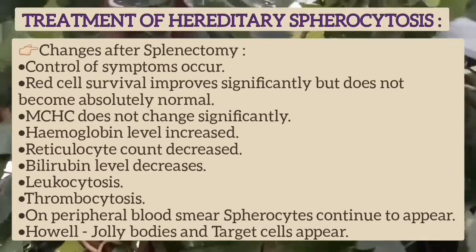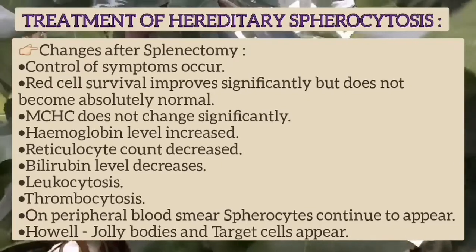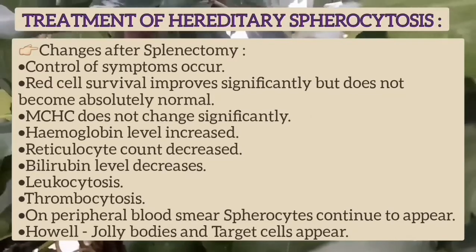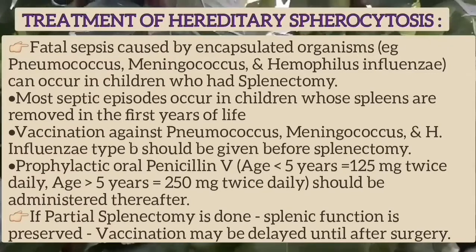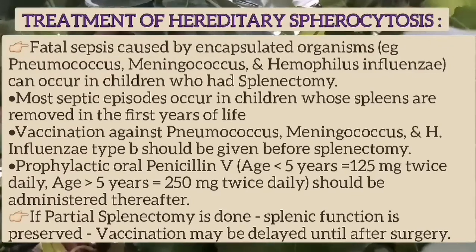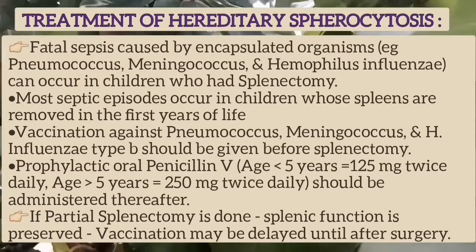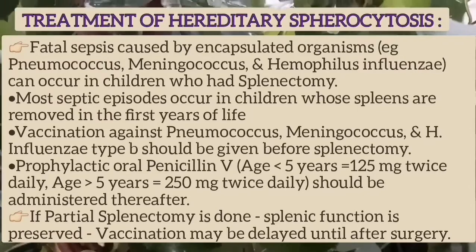Now, on peripheral blood smear after splenectomy, spherocytes continue to appear. Howell-Jolly bodies and target cells also appear on peripheral film. Now, in children who had splenectomy, fatal sepsis caused by encapsulated organisms, pneumococcus, meningococcus, and Haemophilus influenzae can occur. And most of these septic episodes occur in children whose spleens are removed in the first years of life.